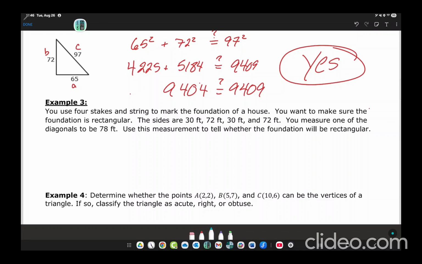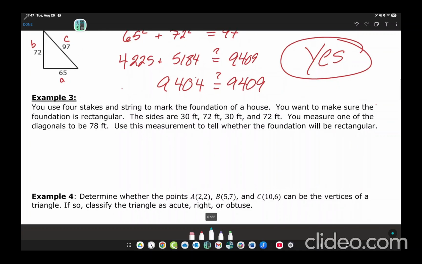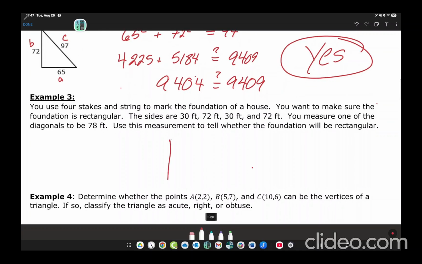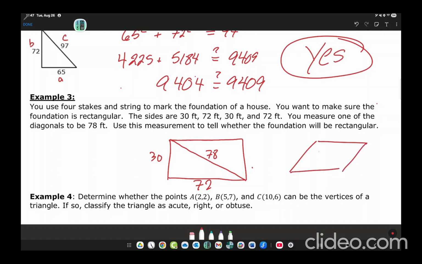So, if you have a shape that has opposite sides that are equal and right angles, you need to make sure you have right angles here. That's what you're checking. Okay. So to do that, you measure off a diagonal. Draw this out. Question is 30, 72. If you measure off a diagonal and you get 78, do you have a rectangle or do you have a parallelogram?